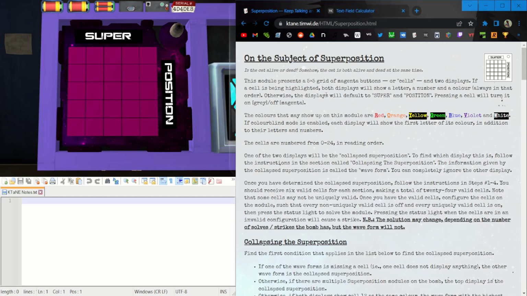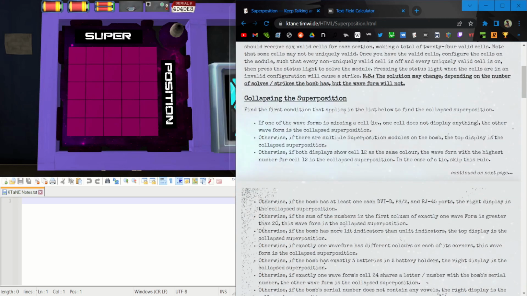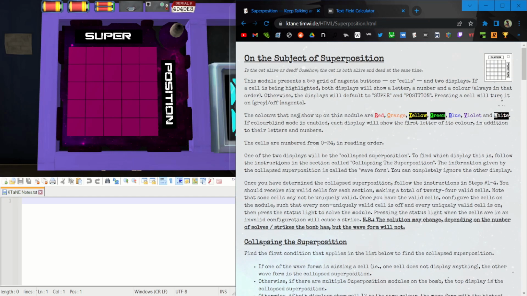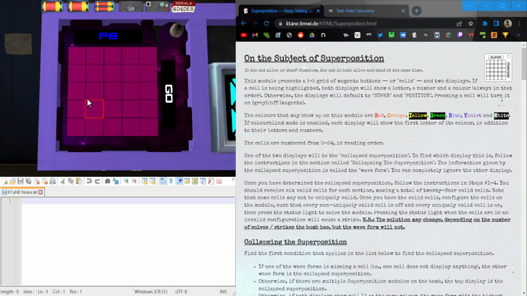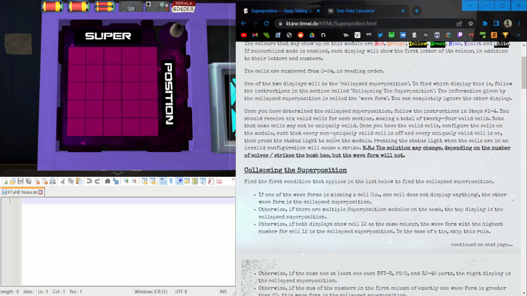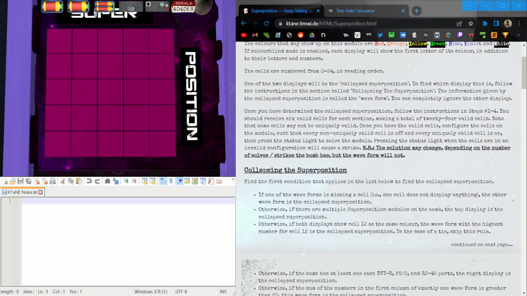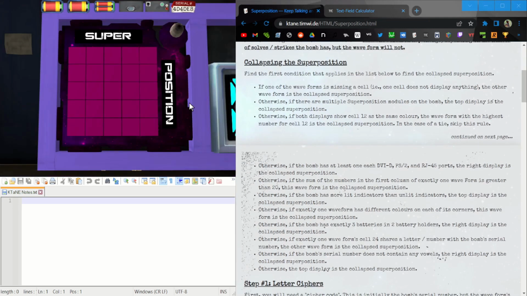Now, the first thing, like I said, we're going to find out which of these displays we don't need, and we're going to find out using these right here. So, the waveforms. The module calls this the collapsed superposition. The collapsed superposition is going to be the relevant one. And each of these, the waveform in this case, is all the information given on the display.